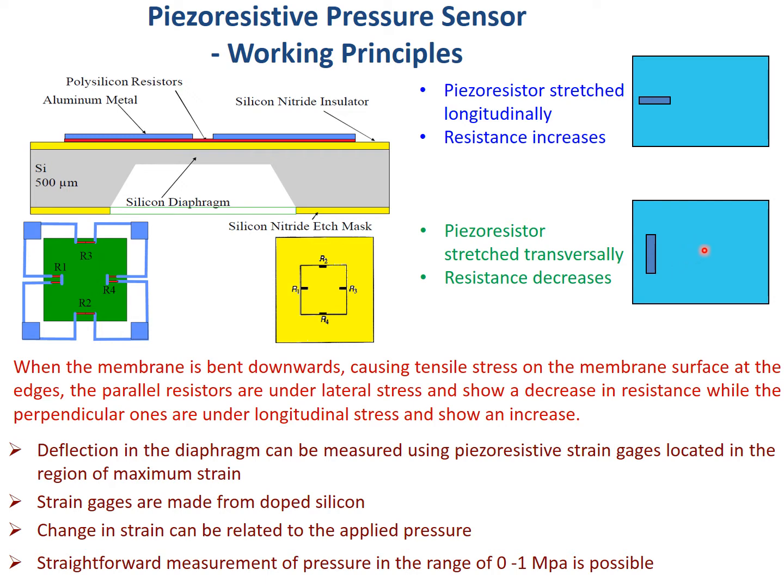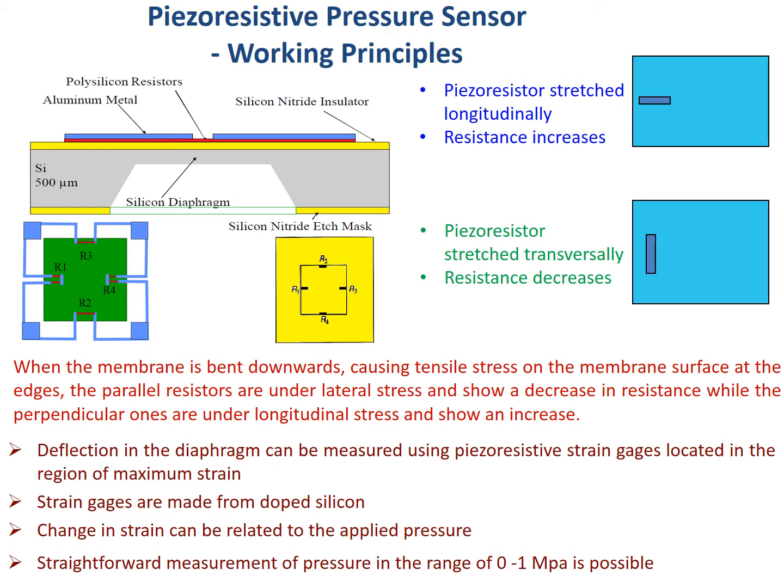Similarly here also, if in the middle you apply some force or pressure, then this particular piezoresistor will be elongated along its width, and the length will essentially be reduced because the volume will be the same. Fine. Accordingly, this piezoresistor will be stressed transversely and its resistance will decrease. Fine. And we will be exploiting these things to develop this piezoresistive type pressure sensor.